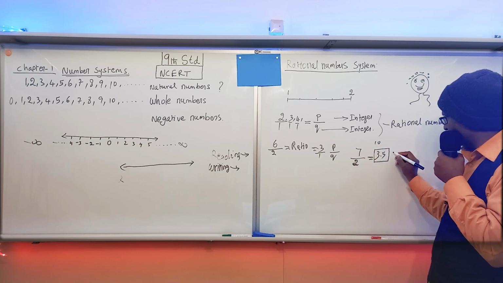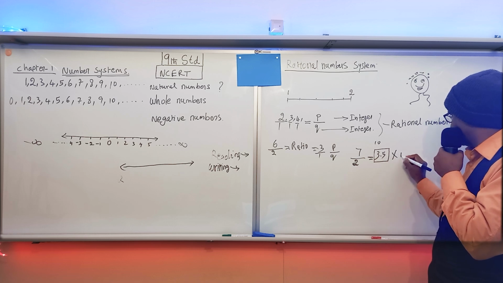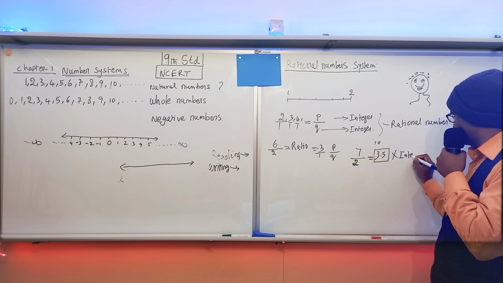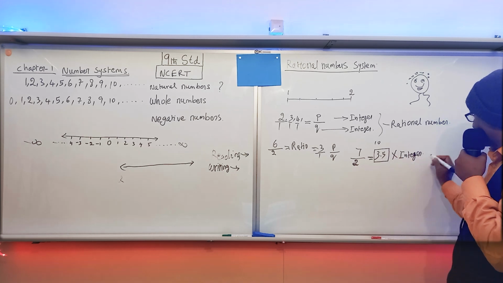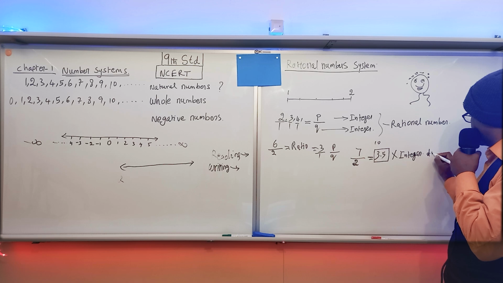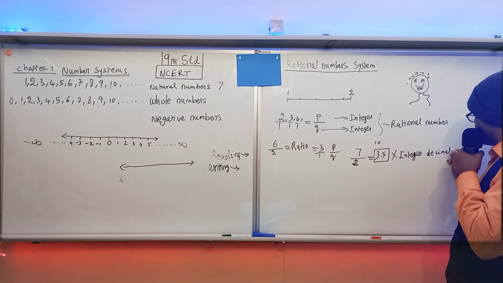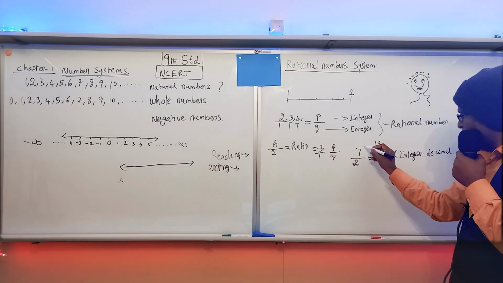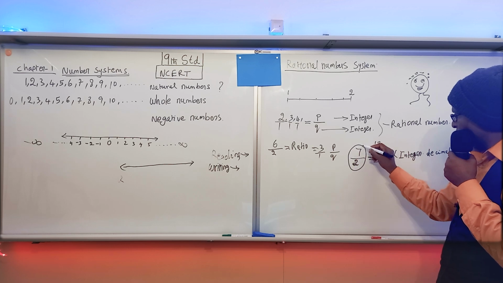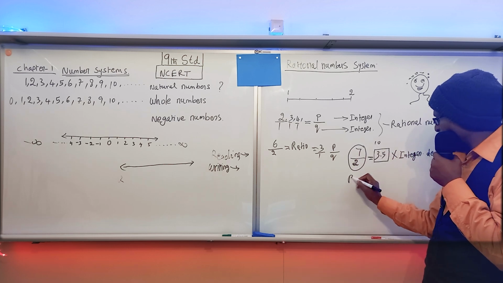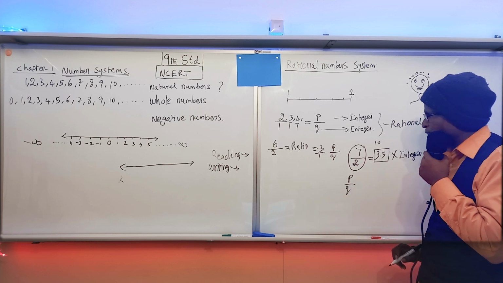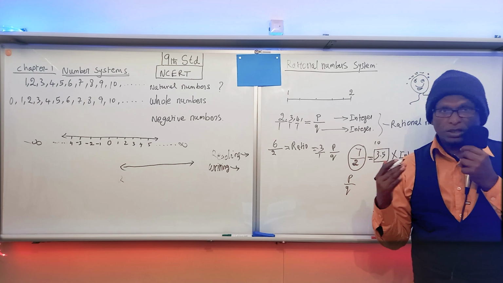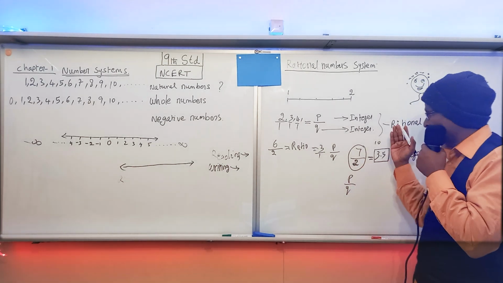This is not an integer number. So it's a decimal number. We'll learn that later. But this format is p by q, which is a rational number. So this is a rational number because we take the ratio. That's why it's called a rational number.